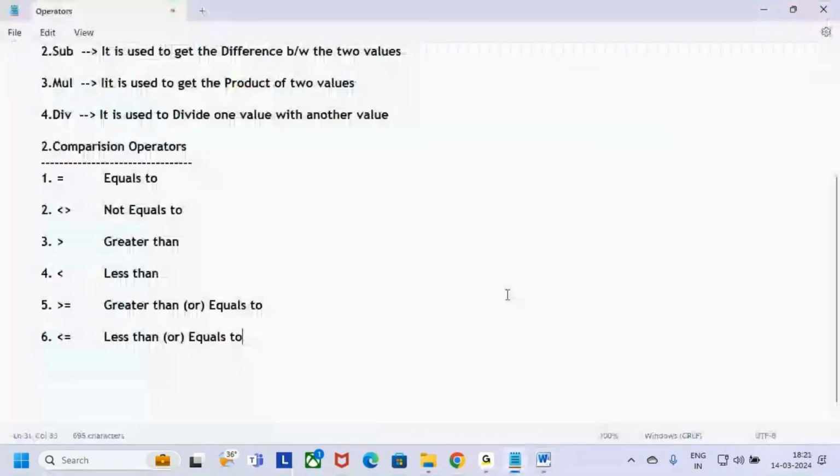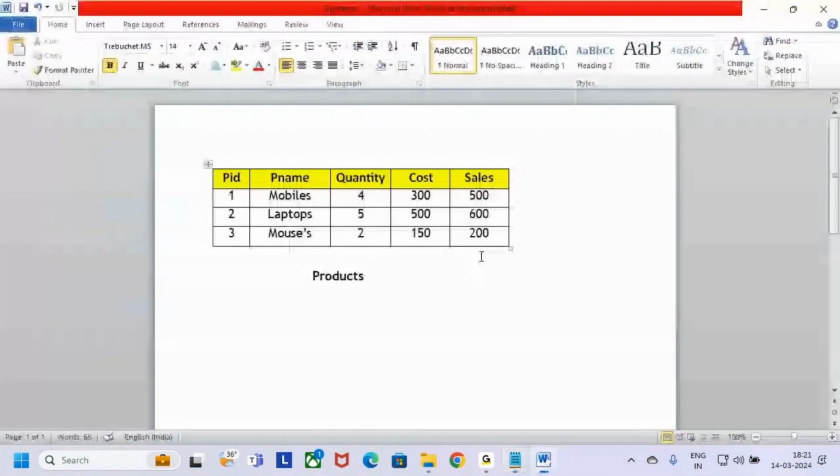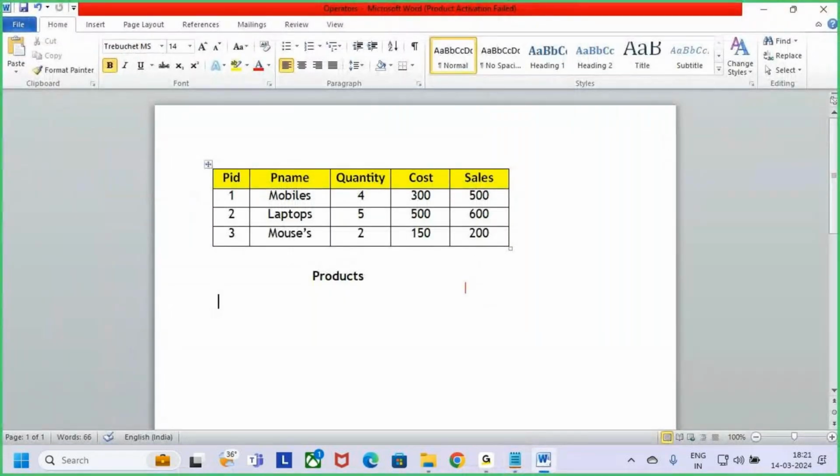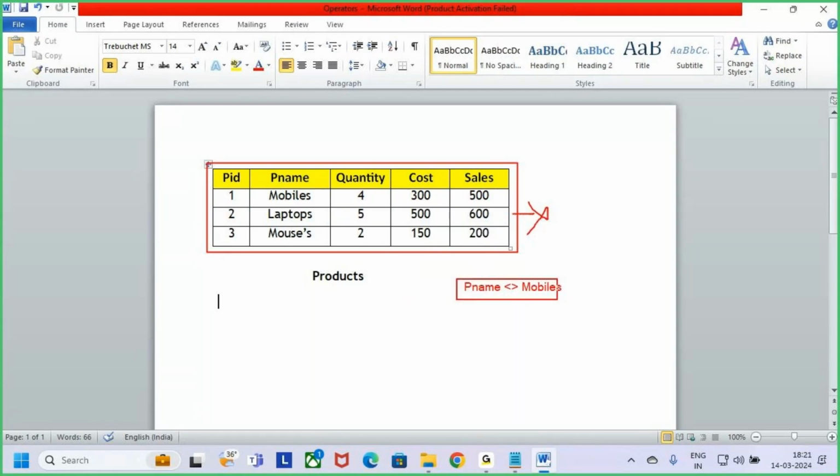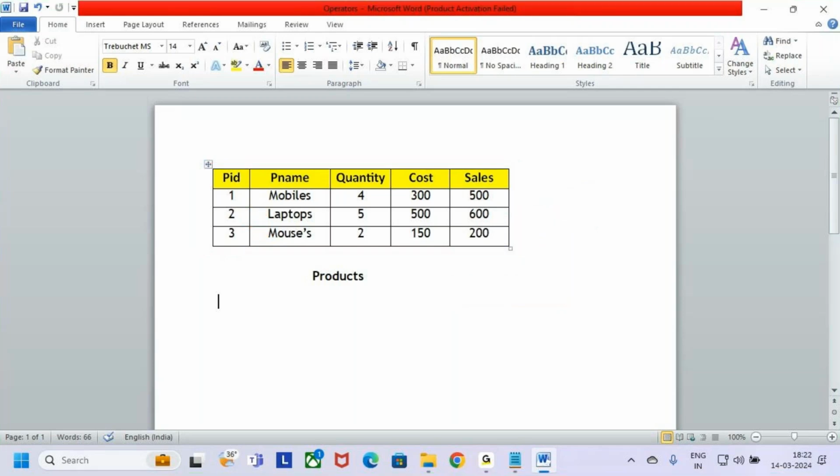And next one is not equals to. So not equals to is nothing but the opposite, guys. Let's say now I want to find out the product details with the product name not equals to mobiles. In the table there are 3 products, but in the output I want only the products where the name is not equals to mobiles. How many products are there where the name is not equals to mobiles? One is laptop, second is mouses. Not equals to means opposite. Except these product details, the remaining product details I want to get, that is laptops and mouses. These 2 product details I want in the output. So this is the functionality of not equals to, and when to use it.